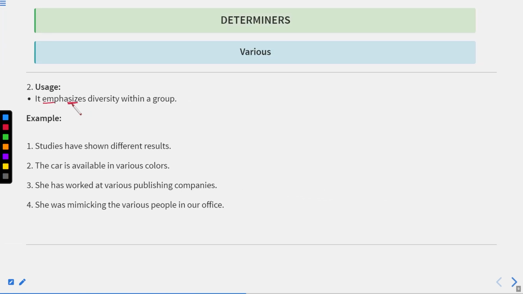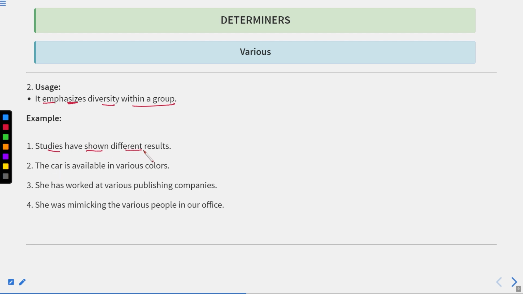Usage: it emphasizes diversity within a group. It means when we talk about something different from another within a group, that means it is various. For example, if I say various dresses, these dresses will not be of the same type. Maybe this one is A type, another is B type, another is C type, or D type. So there are different types of dresses. Not only one type, but in a group there must be more than one type of dresses.